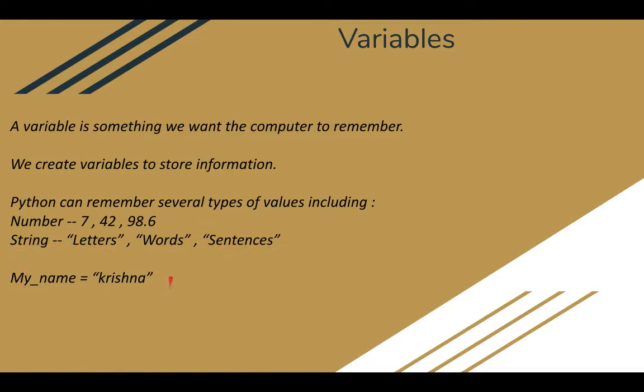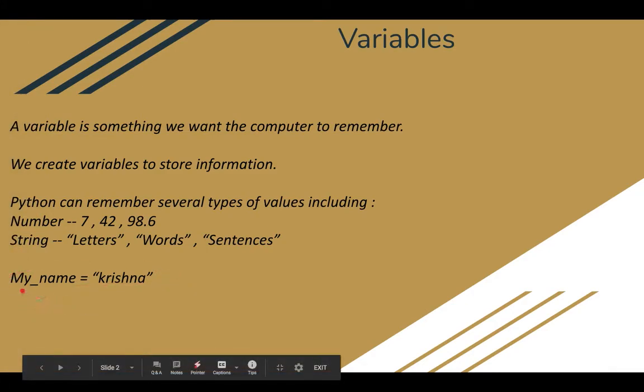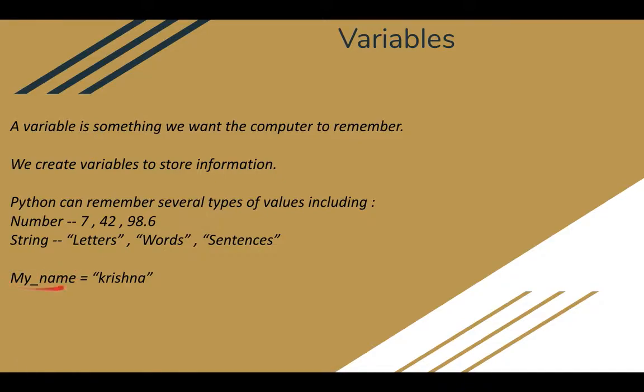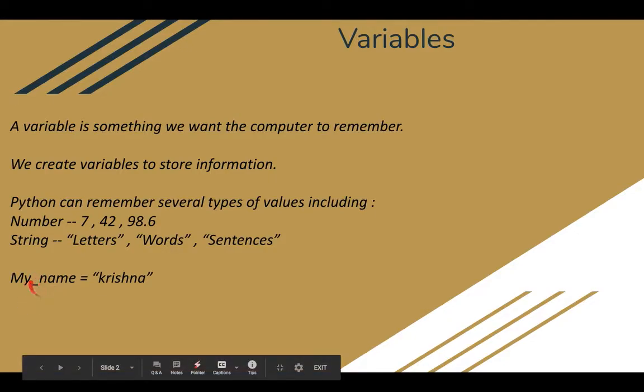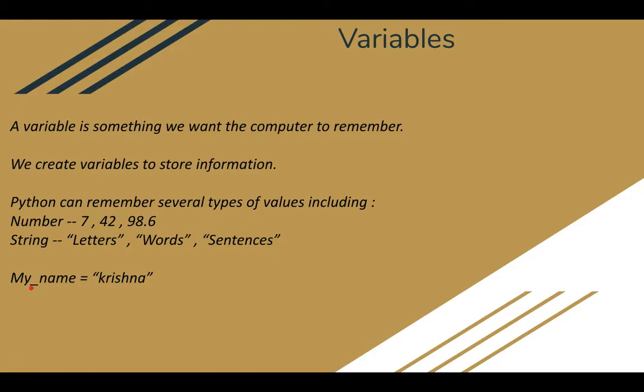Here you can even see an example of a variable. You can see that the variable is actually my name. Here you can see that there is no gap in between. Instead of a gap, we are using this underscore. So we use this underscore to reduce the gap.